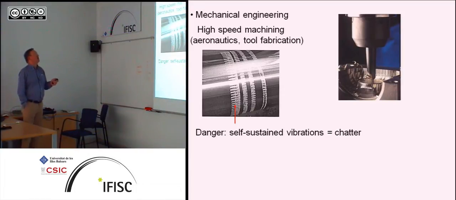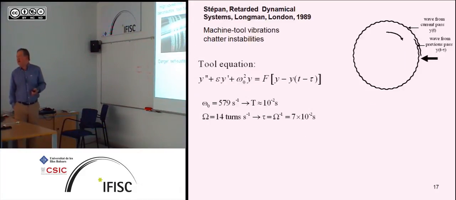Another area where delay and engineering interact is what is called chatter instabilities. This is known from more than 100 years ago. When you are dealing with high-speed machining, particularly in tool fabrication, you cut pieces of metal very quickly. In some conditions, you have some kind of resonance, and you get those stripes on the metal piece. Of course, this is not what you like. This is by cutting, and here is by drilling; you have this striation, which is a manifestation of vibration called chatter.